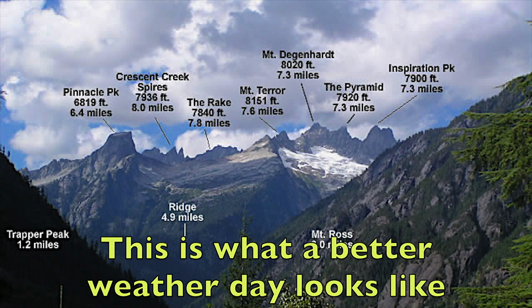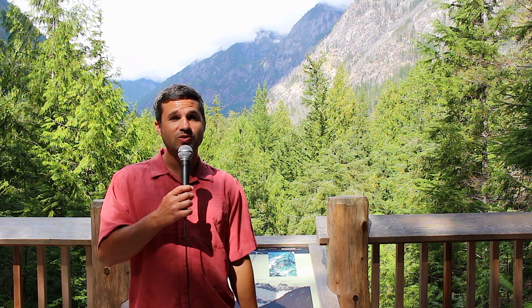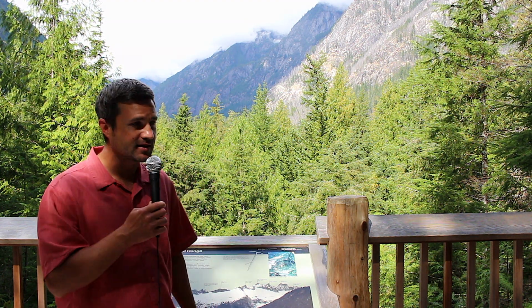We're at an elevation of about 500 feet. These peaks go up to like 7,000 to 8,000 feet, so the vertical gain is definitely impressive. There are 312 glaciers in North Cascades National Park. That makes it the most glaciated national park in the lower 48.